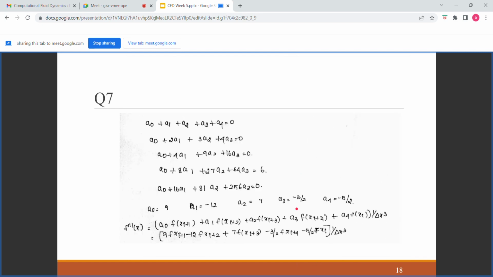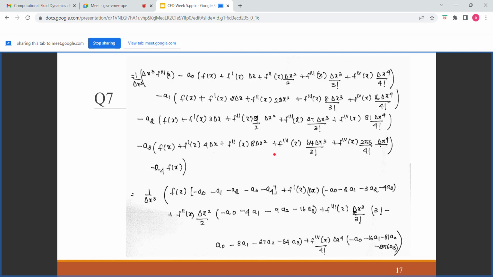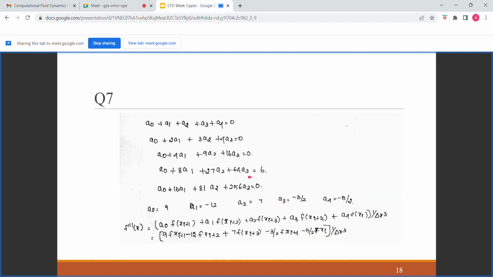The coefficients are put up and equated to 0, since only in this equation 3 power 3 factorial minus all these terms are given. 3 factorial becomes 6. So we now have 5 different equations and the number of unknowns is 5. So basically 5 equations with 5 unknowns, we can solve it, and on solving this we can see that the coefficients are a0 is 9, a1 is minus 12, a2 is 7, a3 is minus 3 by 2, a4 is minus 5 by 2.